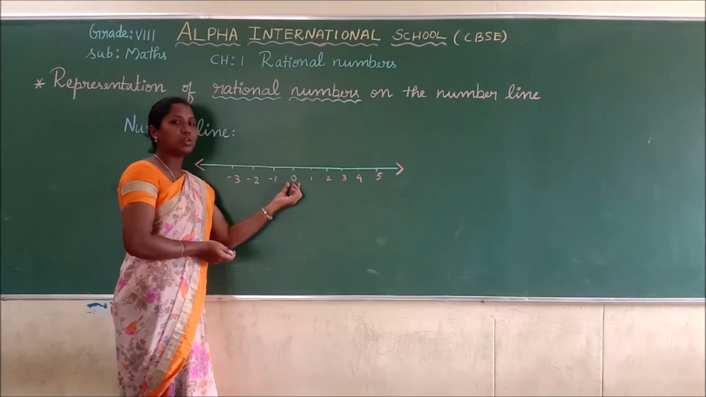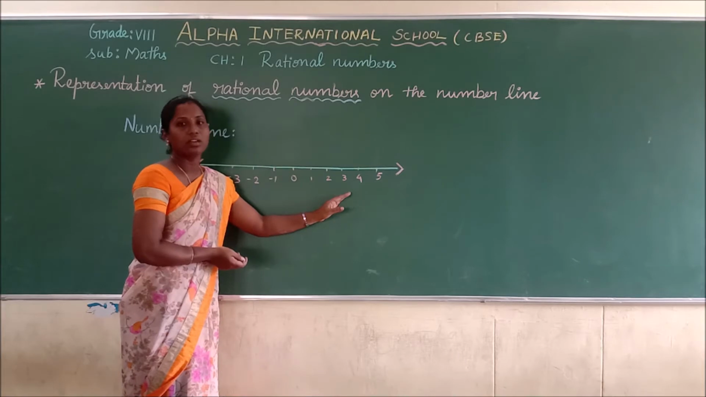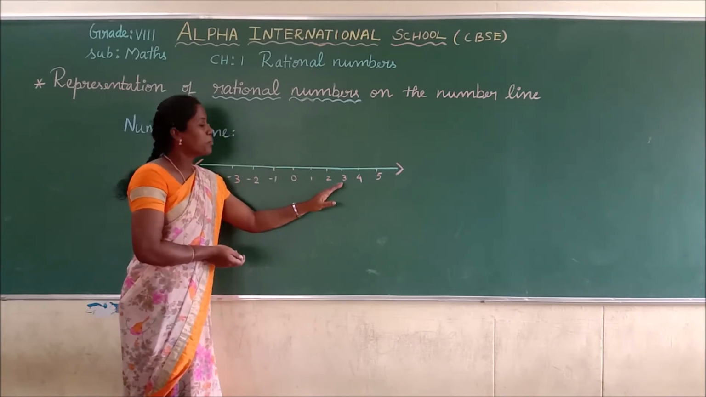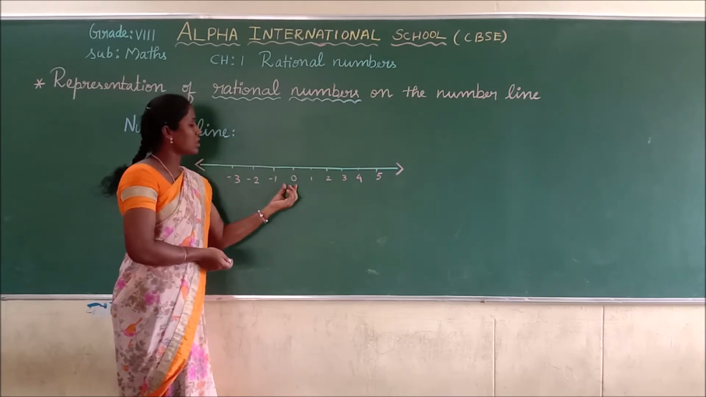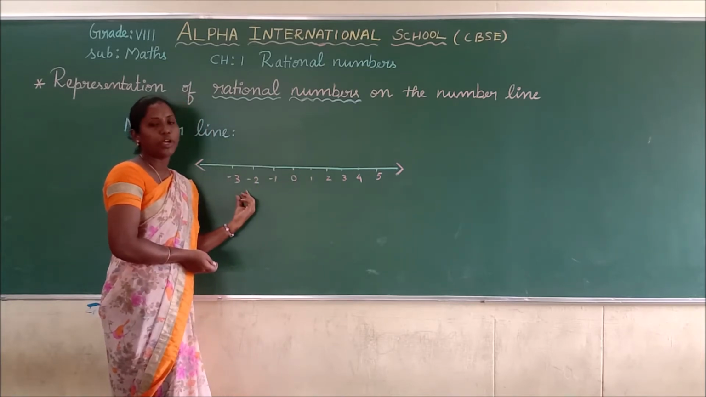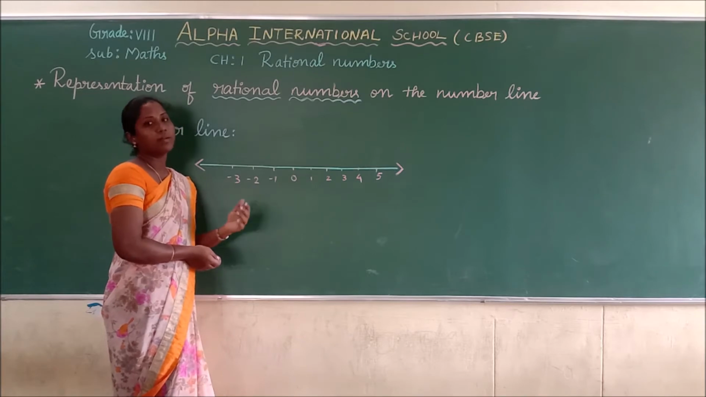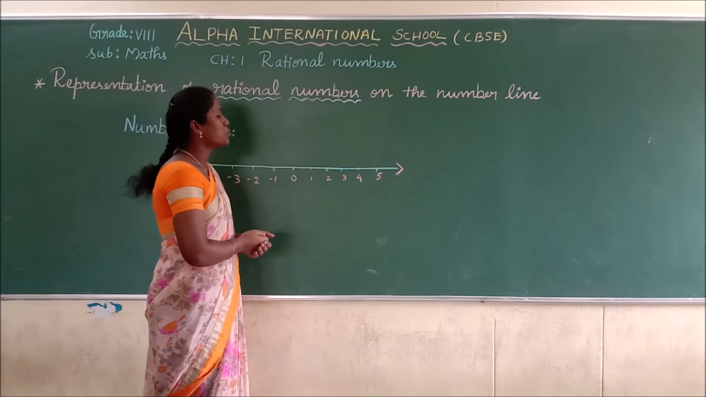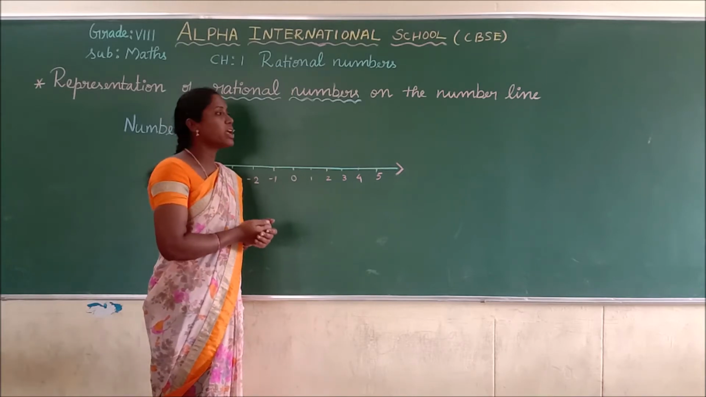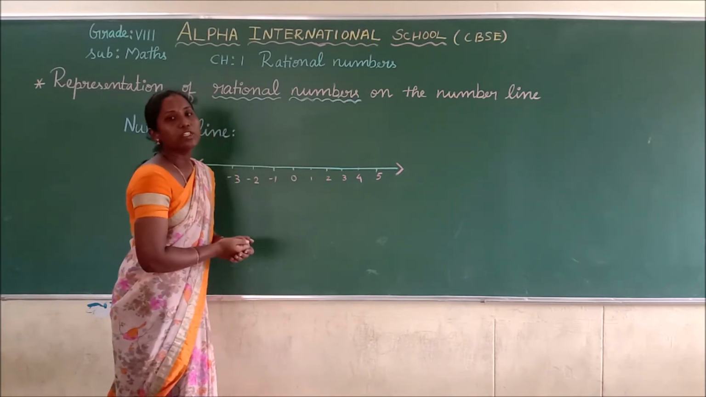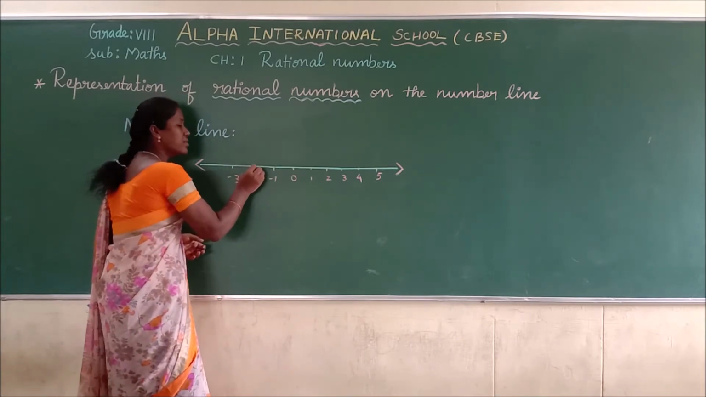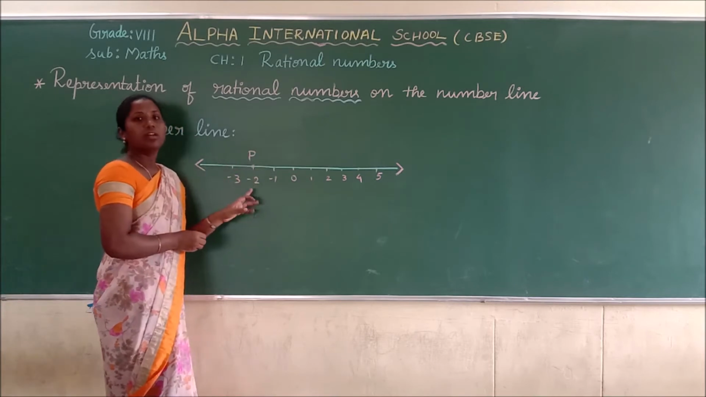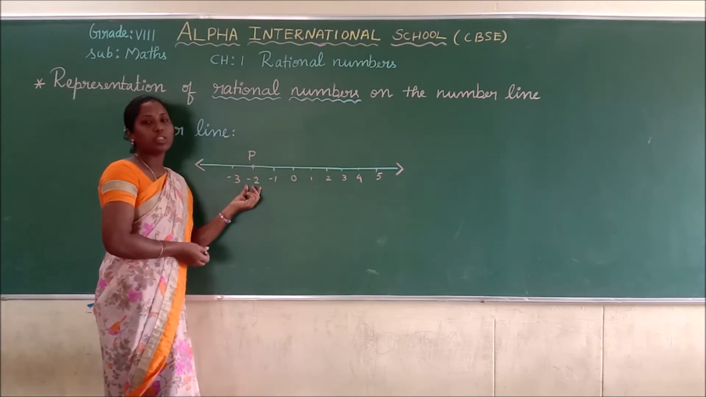Draw a straight line, put 0 in the middle. To the right side of the 0 you have to plot only the positive numbers, and to the left side of the 0 you have to plot the negative numbers. Generally, you all know how to plot an integer. If you are given the integer -2, mark -2 on the number line. It is very simple. We can make a point on -2 and give it a name, this is the point P. So we have marked -2 on the number line.